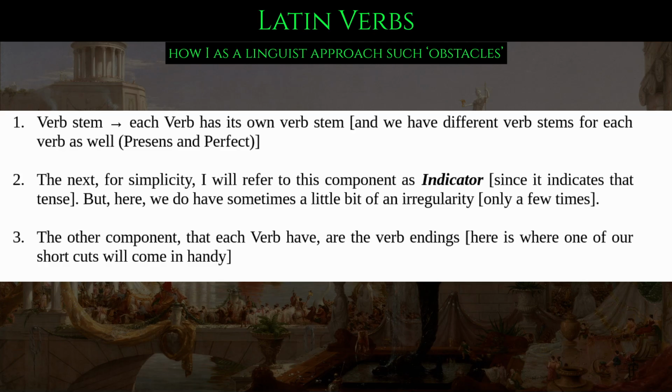Each verb has its own verb stem. Yet, we have different verb stems for each verb as well, such as present and perfect. Next, for simplicity, I will refer to this component as indicator, since it indicates that specific tense. But here we do have sometimes a little bit of an irregularity, but only a few times. And third, the other component that each verb has are the verb endings. Here is where one of our shortcuts will come very much in handy.